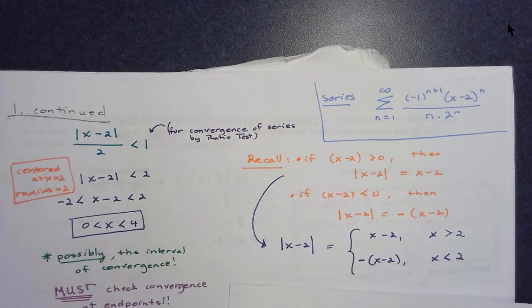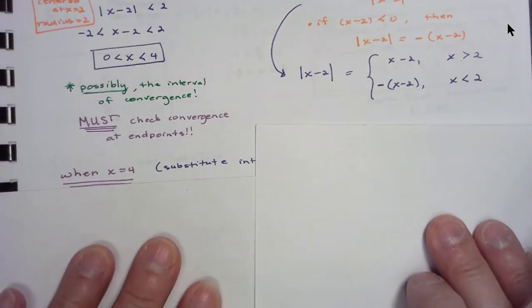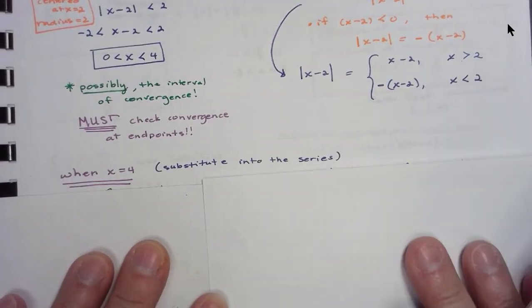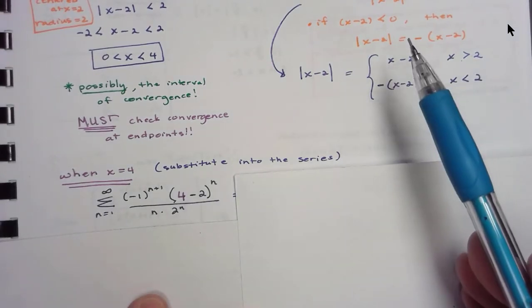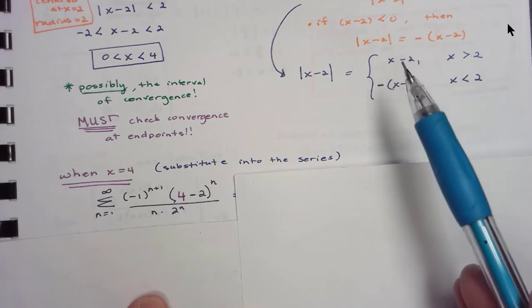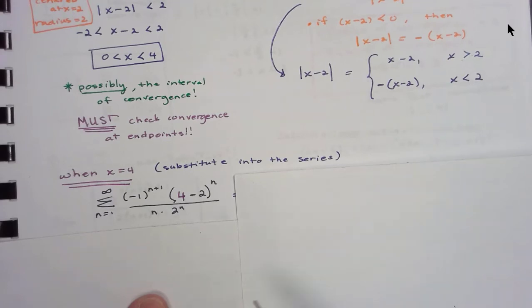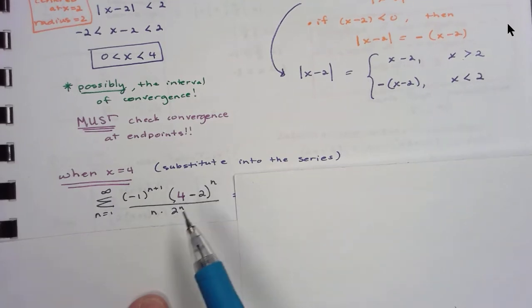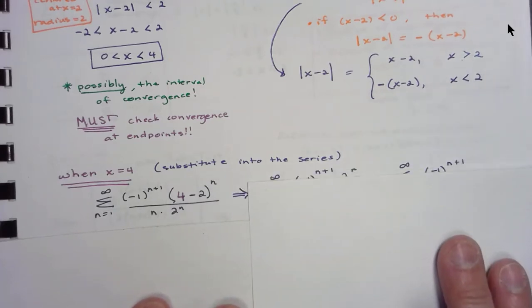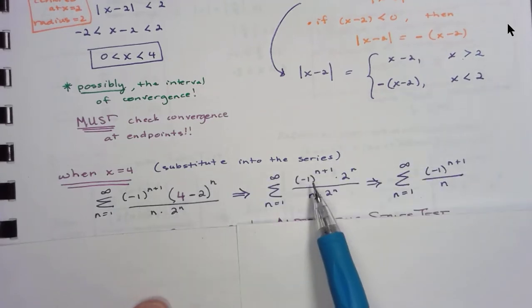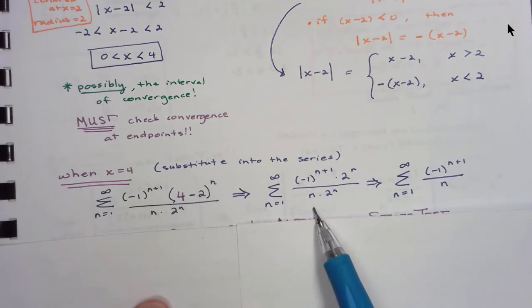To check convergence at the endpoint, we're going to let x equal 4 and substitute 4 into our series. Our series was the sum as n goes from 1 to infinity of negative 1 to the n plus 1 times x minus 2 to the n, over n times 2 to the n. Everywhere we have an x, we substitute 4, and then simplify. This gives us negative 1 to the n plus 1 times 2 to the n, divided by n times 2 to the n.